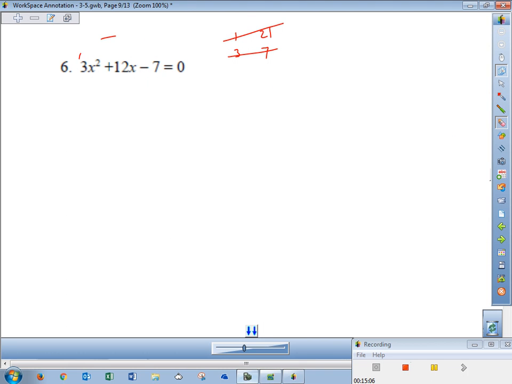So, all right, cool. You don't have to erase that if you don't want to. Complete the square? No way, Jose. A is not 1, right? A's got to be 1, and B's got to be even.